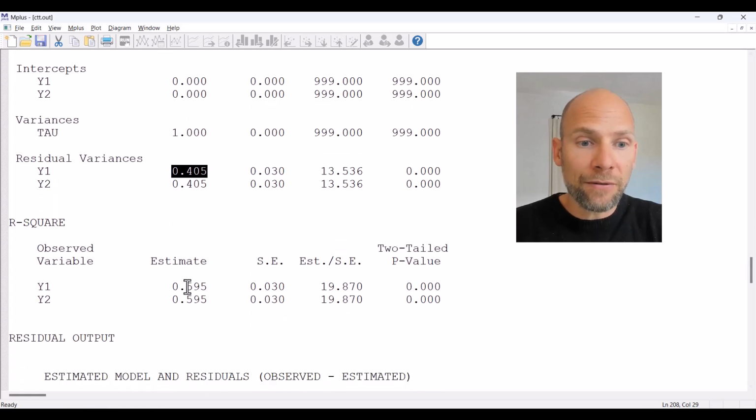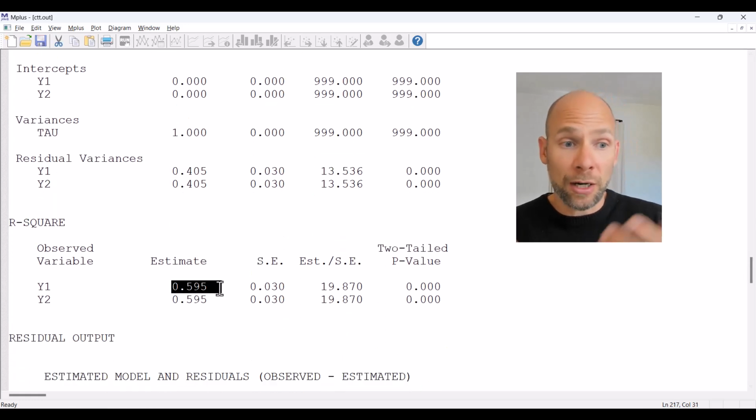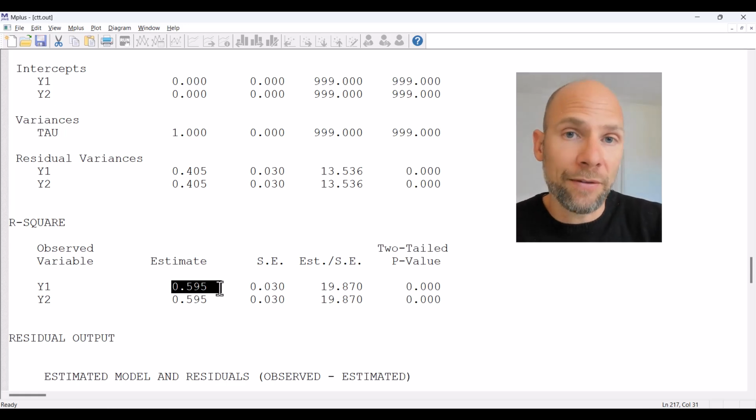The remaining 59.5%, which are given by R squared in Mplus, are reliability. So that's true score variance. So about 60% of the variance is true score variance, and about 40% of the variance here is error variance. Notice that under the strictly tau parallel model, the variables have equal reliability. So that is one feature of the model that is nice. When you have strictly tau parallel variables, then you can assume that they have equal reliabilities.